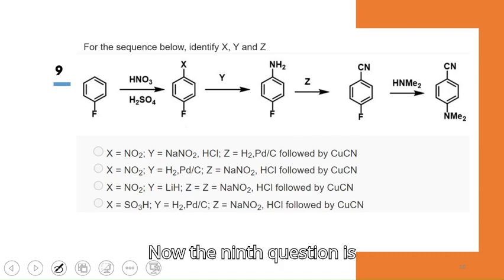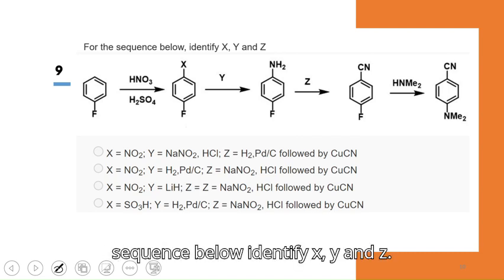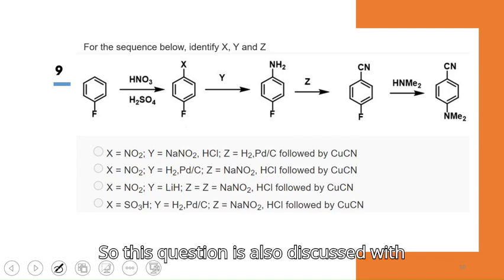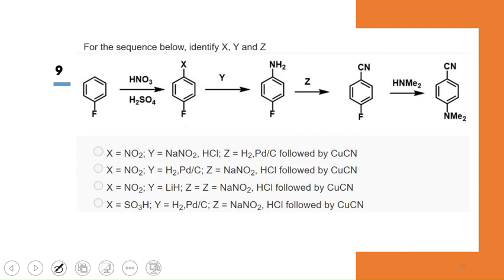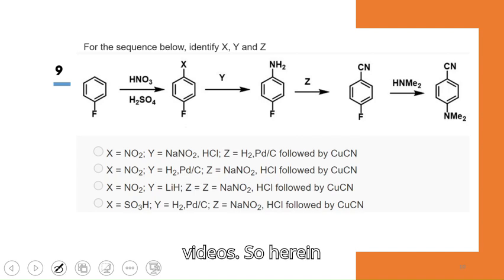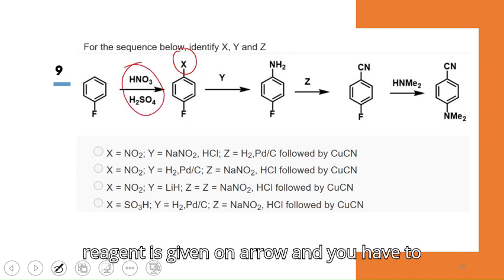Now the 9th question is the last question here. For the sequence below, identify X, Y and Z. This question is also discussed with Professor Chakrapani sir in YouTube videos. So here in X, the reagent is given on the arrow, and you have to find out the substitution X.